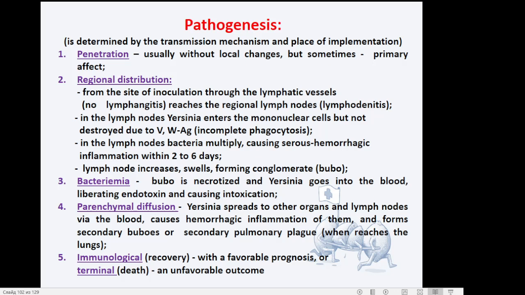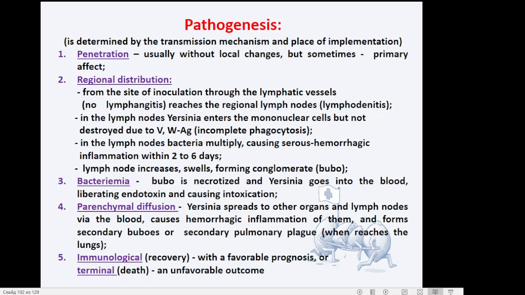Pathogenesis of plague is complex. First of all, penetration without local change, sometimes a primary effect. After that, regional distribution from the site of inoculation through lymphatic vessels without lymphangitis, coming to regional lymphatic nodes and producing severe lymphadenitis. In lymphatic nodes, the causative agent Yersinia enters mononuclear cells but cannot be destroyed. In lymphatic nodes, bacteria multiply and produce serous hemorrhagic inflammation within two to six days.